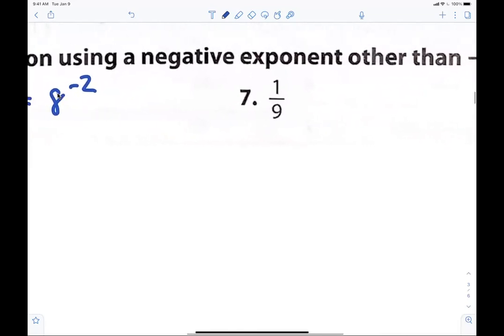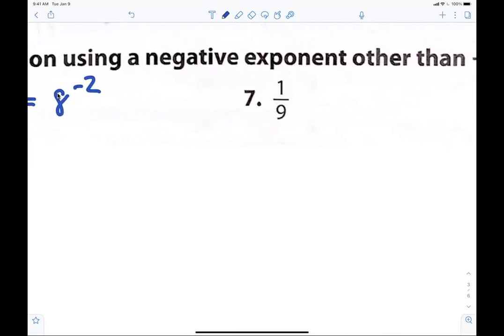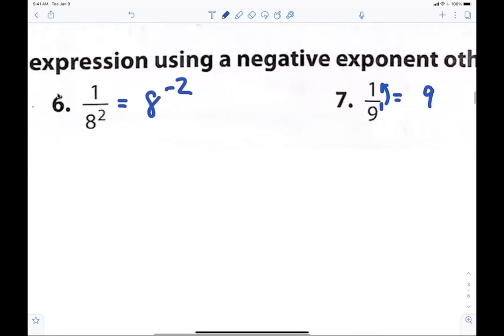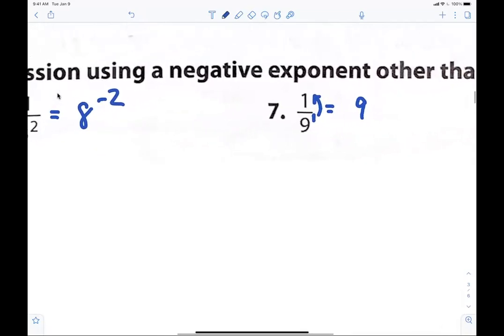All right, here we go. Number 7. Uh-oh. Yes, you. What are you thinking? 9. So what exponent does 9 have? 9 to, not to the first. Because remember, you're moving it up. What did I do for number 6? Look at number 6. Yes, that is correct. 9 to the -1.